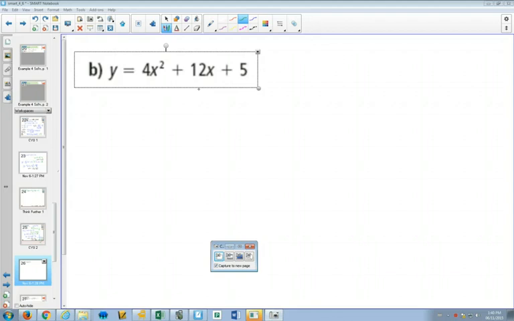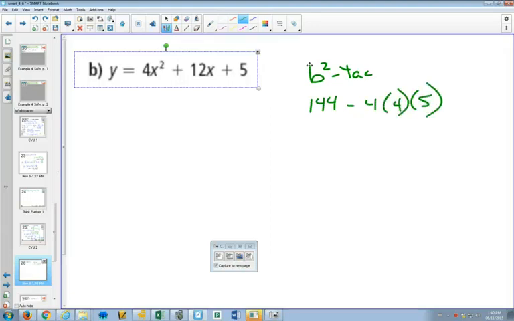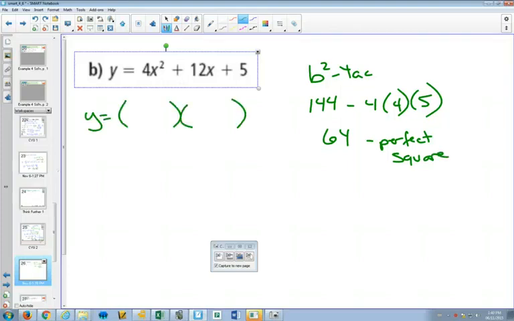Maybe I can try factoring it, but if we did look at the discriminant of this one, b squared minus 4ac, b is 12, so b squared will be 144 minus 4 times 4 times 5, which will equal, what? 80 minus that, 64. Notice that 64 is a perfect square because the square root of 64 is 8. Because this is a perfect square, it tells us, yes, you could factor this. So it gives you motivation.